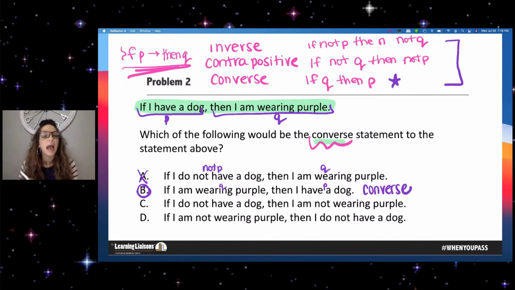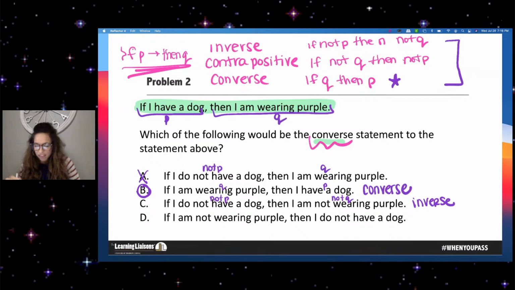If I do not have a dog, so not P, then I am not wearing purple, not Q. What would we call that? Not P, not Q. That would be our inverse. Excellent job.